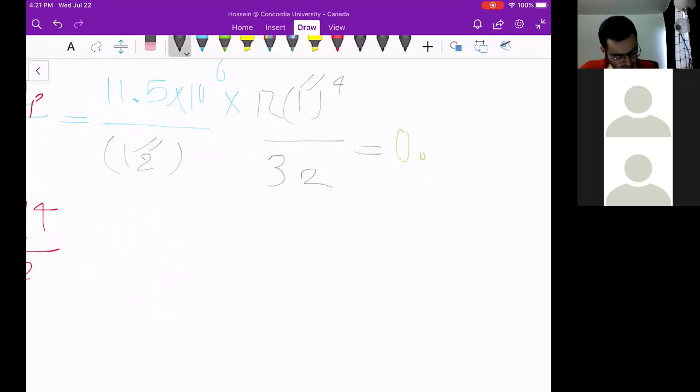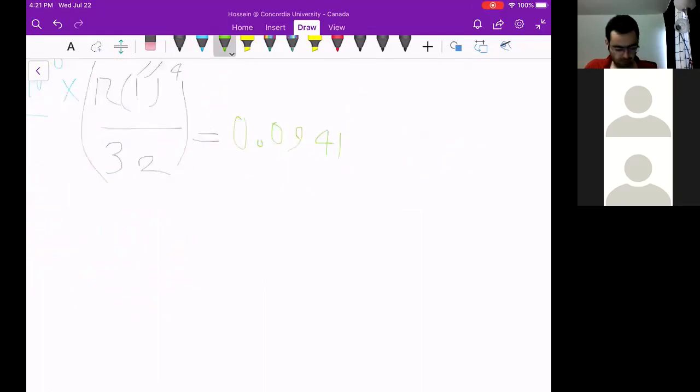Thank you. So pi d to the power 4 divided by 32 is exactly going to be equal to 0.0941. The unit is very important: 10 to the power 6 pound inch for 1 radian. You need to apply this amount of torque in order to rotate 1 radian.